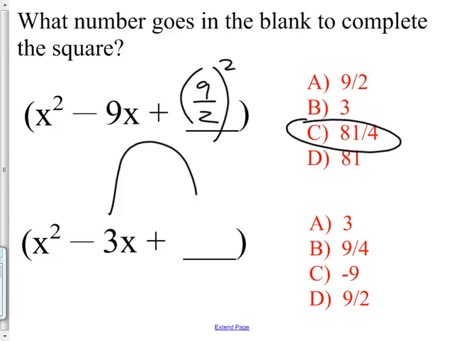Half of 3. Come on, don't say 1.5. What is it? 3 over 2. And then squared, which makes... There we go. Okay, good enough.